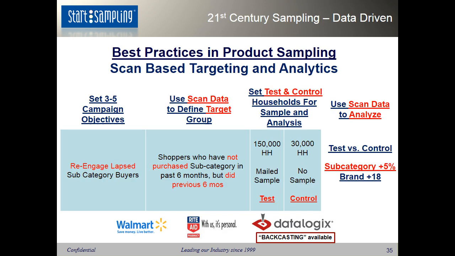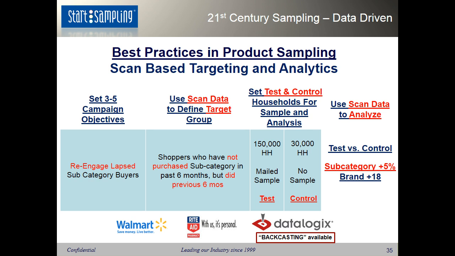So target against people that you know. Here's an example. So you set a couple of campaign objectives. You go after, in this case, we're going to go and chase, we're going to re-engage lapsed subcategory buyers. This is something that the retailers generally have influence on, and they like to not deal just at brand level. They like to deal at category and subcategory level.